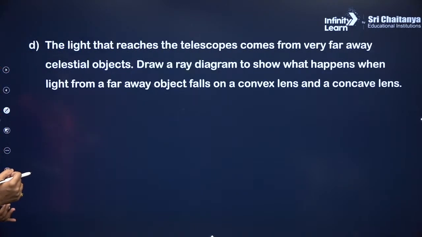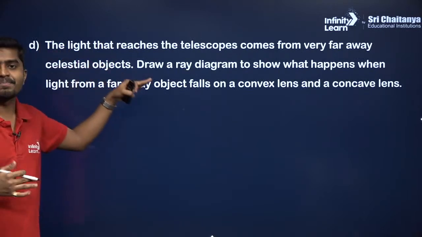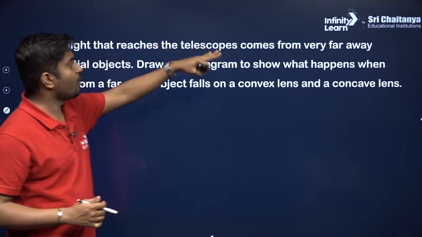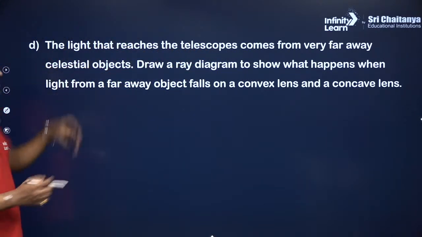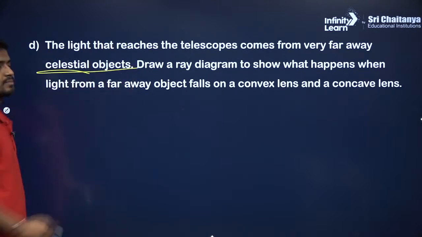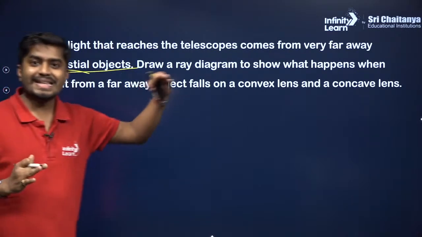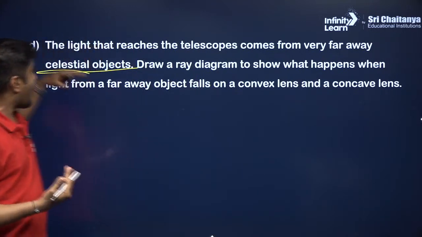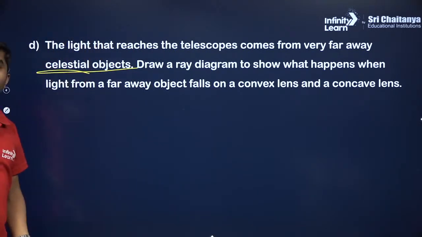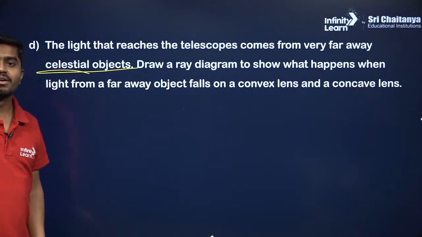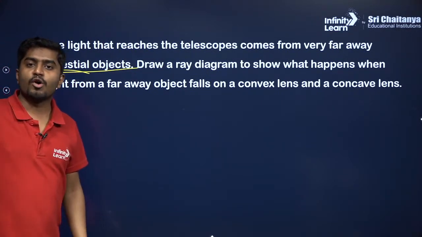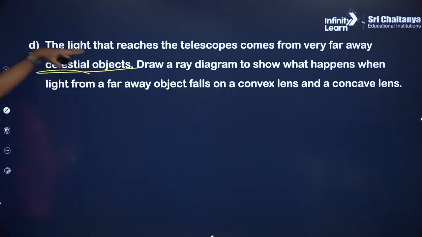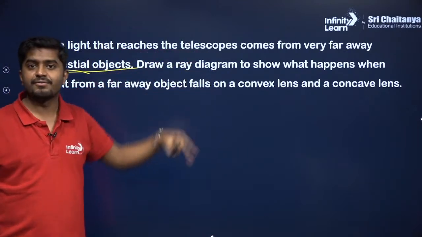Okay. Now the last part of this: the light that reaches the telescope comes from a very far away celestial object. Do you know what celestial means? So there are two types. There are terrestrial. Terrestrial means those objects which are on earth. And celestial means something which is beyond earth, which is outside. For example, sun, moon, or all the other planets, stars, they are all celestial objects. So there is an incident light coming from very far away.